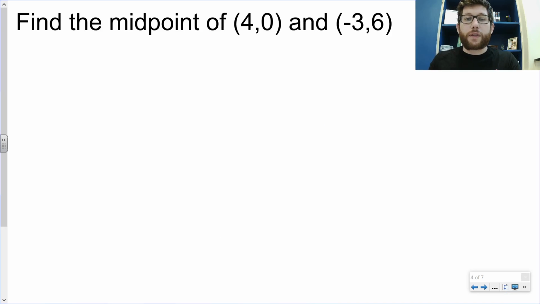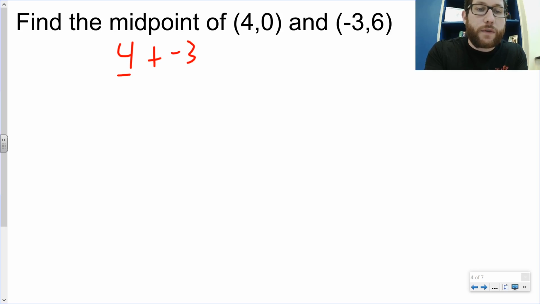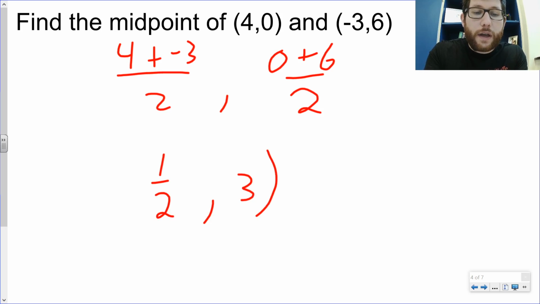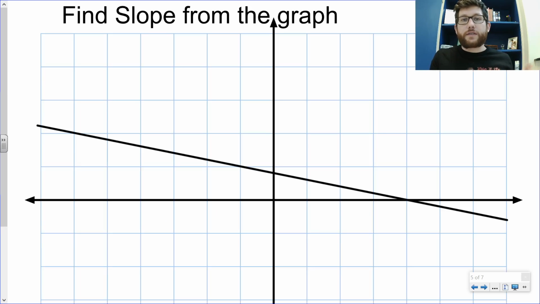Let's look at midpoint with the formula, which we already did a little bit, but let's take a look real quick. 4 plus -3 over 2, comma, 0 plus 6 all over 2. 4 plus -3 is 1, so that's 1/2. 6 plus 0 is 6, divided by 2 is 3. My final answer here is 1/2, comma, 3. We add the x's together, we add the y's together, we divide both by 2, and we get our final answer. All right, so we've done distance, we've done midpoint.